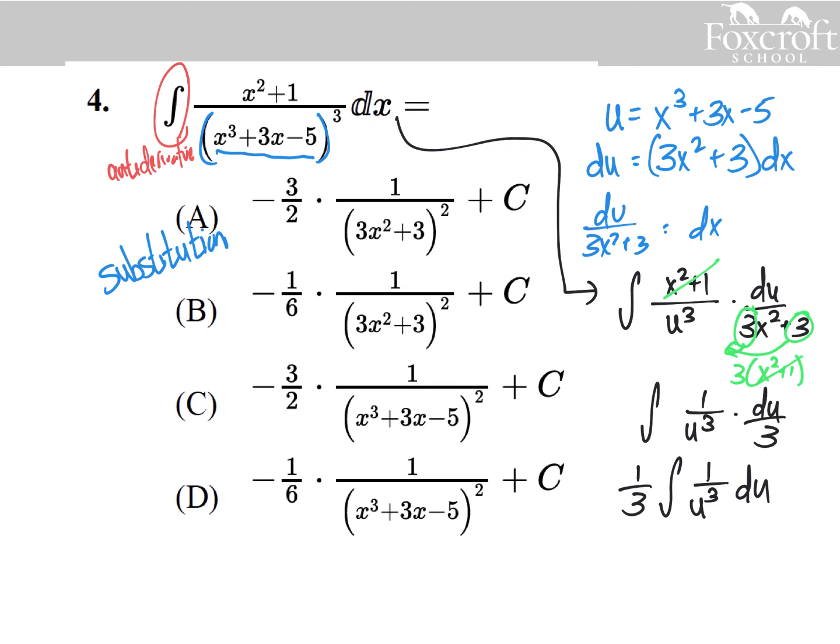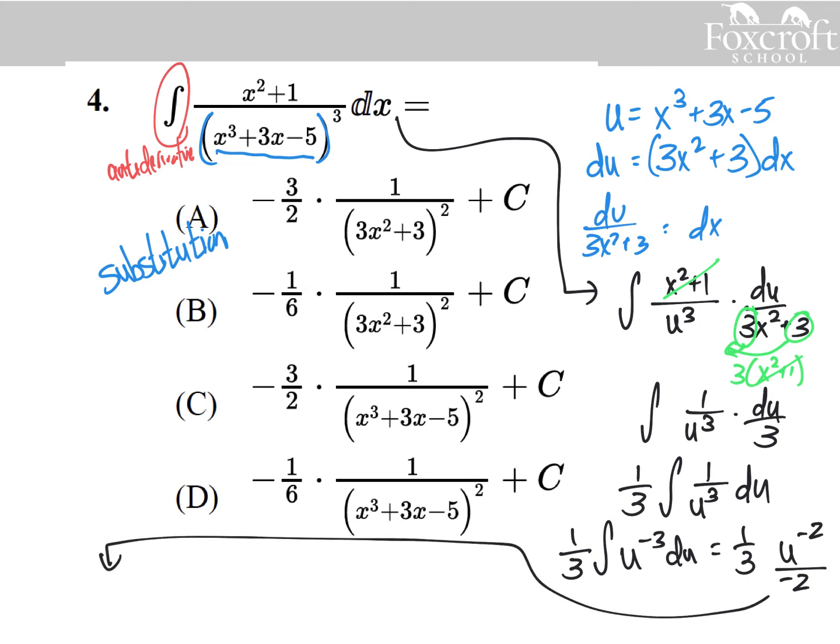And then how do we take the integral of something like this? The 1/3 is going to hang out. We rewrite it with a negative exponent. And then we remember our reverse power rule. We add 1 to this exponent, divide by the new exponent. That's just going to be, sorry, I'm running out of room, negative 1 over 6, u to the negative 2.